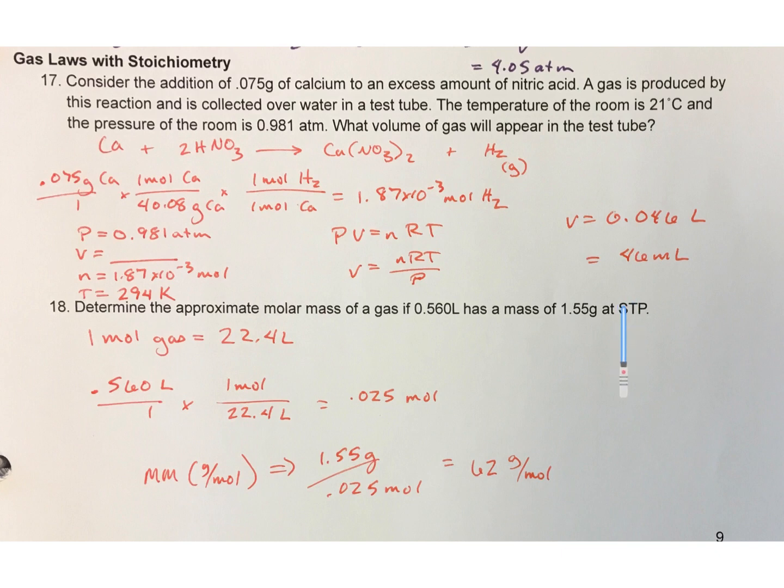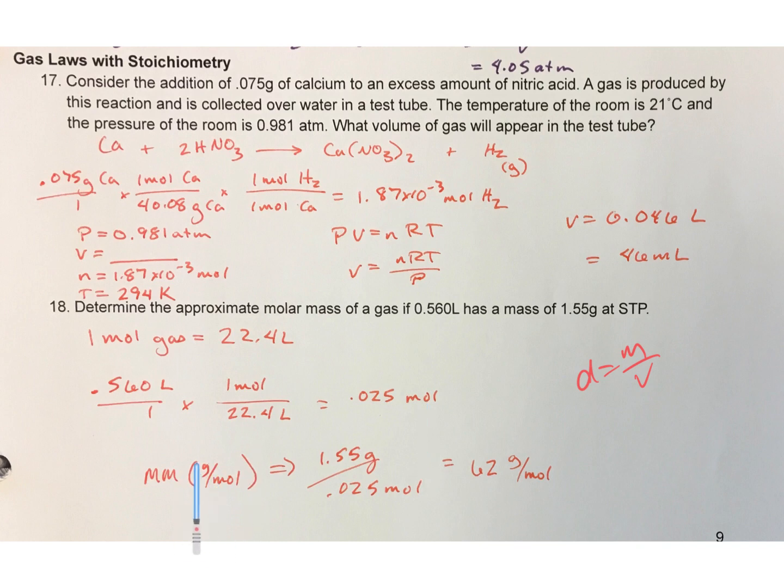Question 18 gives us STP, and right away the shortcut between moles and volume at STP is that 1 mole is equal to 22.4 liters. In this question, it gives us the volume of a gas at STP, and it asks for the molar mass. Since we know that 1 mole is 22.4 liters, and here's the mass of the substance, so 0.560 liters is 0.025 moles.